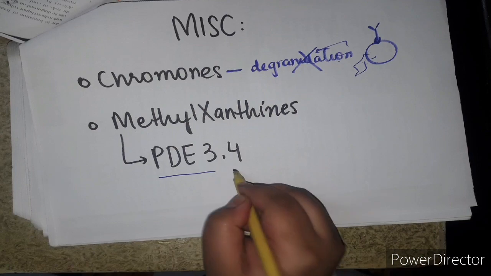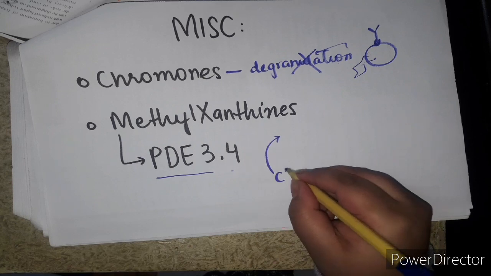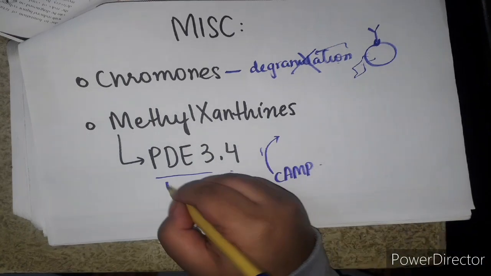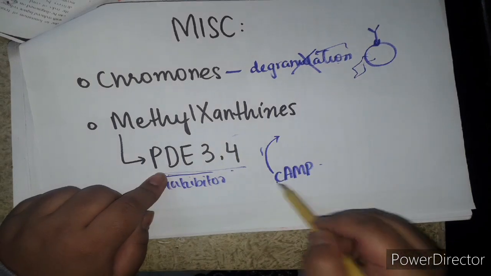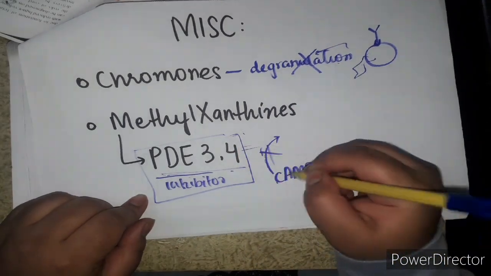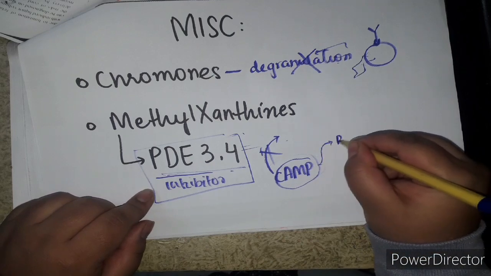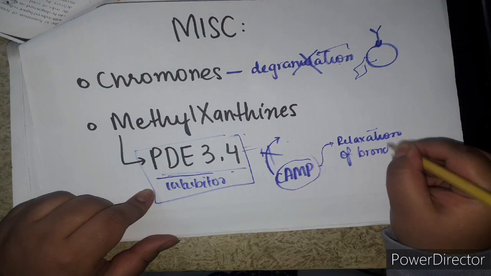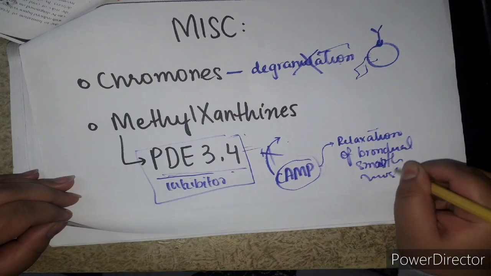Methylxanthines are basically phosphodiesterase inhibitors. They prevent the breakdown of cyclic AMP. Basically, phosphodiesterase, what does this enzyme do? It causes the inactivation of the cyclic AMP. This is a very normal process. But if we give this inhibitor, it's not going to let this process happen, and the cyclic AMP is going to be in abundance, and it is going to cause relaxation of the bronchial smooth muscles. That's it.